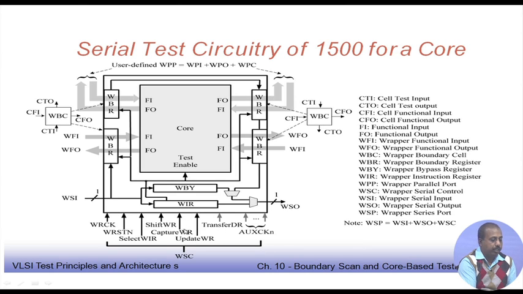These are the different commands: select WIR and shift WR, capture WR, update WR, and transfer DR. These are the various commands given to the serial control, and there are some auxiliary clock inputs that can also be used in some cases. If some extra clock signals are necessary, they can be provided through this auxiliary input.